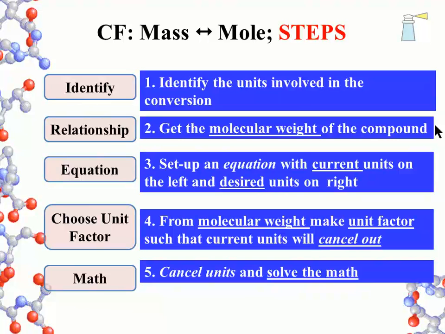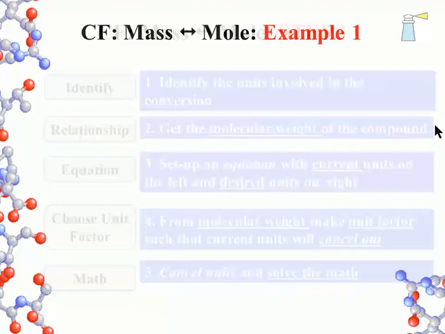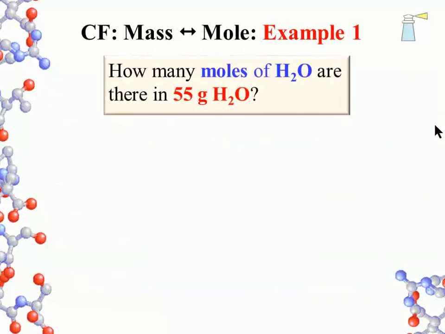What's left is to verify the correct orientation of the unit factor by canceling out units and then solve the numbers part of the equation with some calculator work. This is a straightforward process that will work every time if implemented correctly. Let's put it to work with a couple of examples.